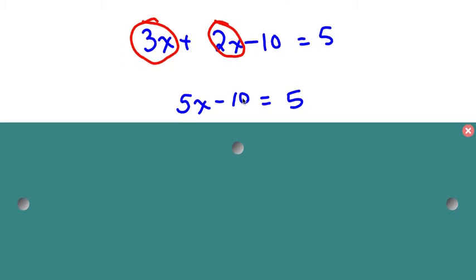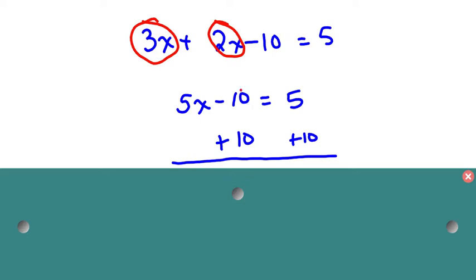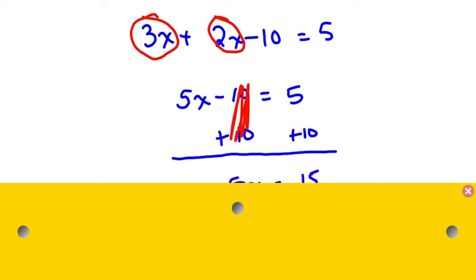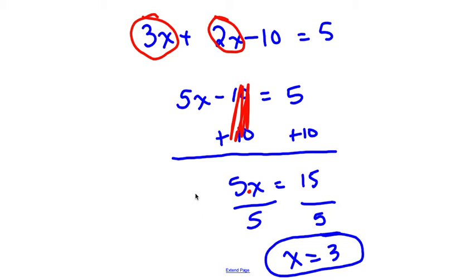Now I will start moving things around. I'm going to start with this negative 10. It's a negative, so I'm going to do the opposite and add 10 to both sides. Negative 10 plus 10 is 0. Those are gone. Bring down your 5x. Oh, I changed the color. Bring down the 5x. 5 plus 10 is 15. And then the last thing we need to do, since this is being multiplied right here, we will do the opposite and divide. So we'll take 5 divided by 5 is 1x. 15 divided by 5 is 3. So that's your final answer for the first bell ringer.